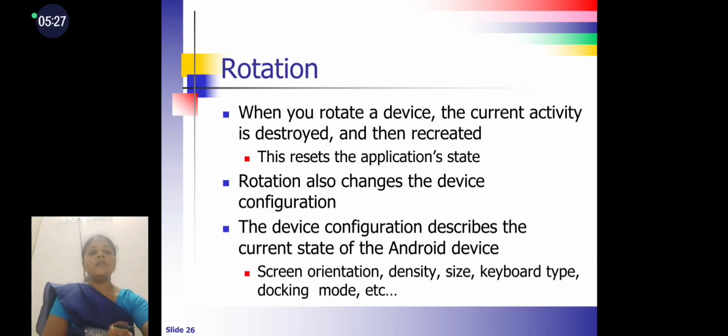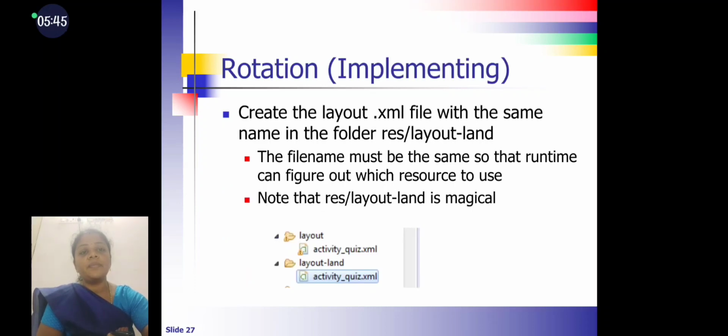Rotation. When we rotate a device, the current activity is destroyed and then recreated. This resets the application state. Rotation also changes the device configuration. The device configuration means screen orientation, density, size, keyboard type, docking mode, etc.